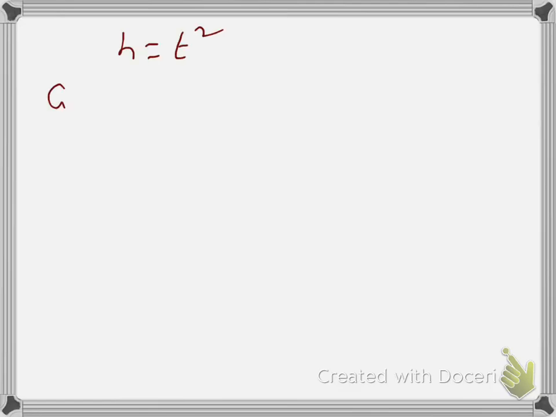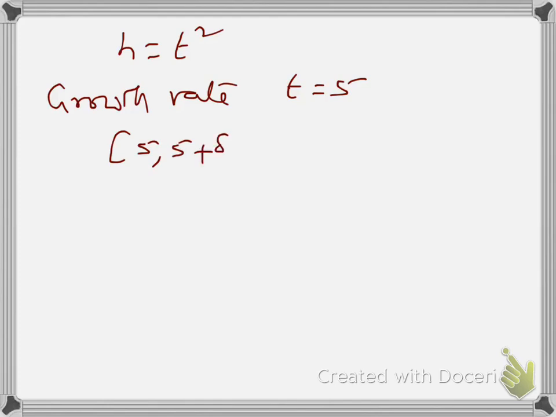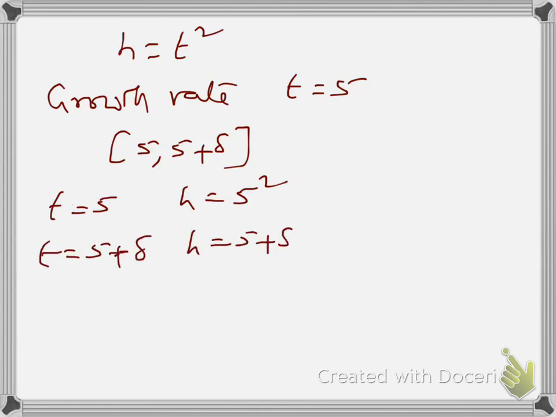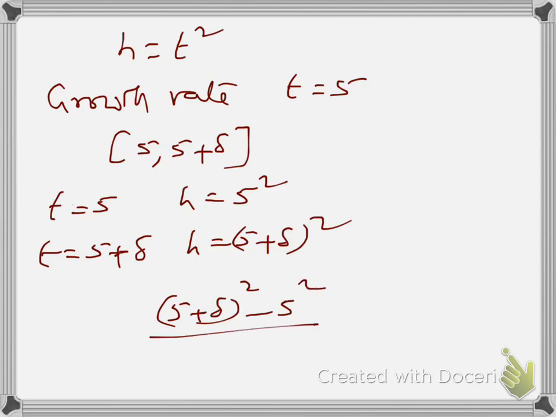Suppose I want the growth rate at t equal to 5 seconds. So what I do is take time from 5 to 5 plus delta, we will settle delta in the end. So at t equal to 5, height is 5 square. At t equal to 5 plus delta, height is 5 plus delta whole square. So find the change in height, 5 plus delta whole square minus 5 square, by the change in time, 5 plus delta minus 5. Put delta tending to 0.